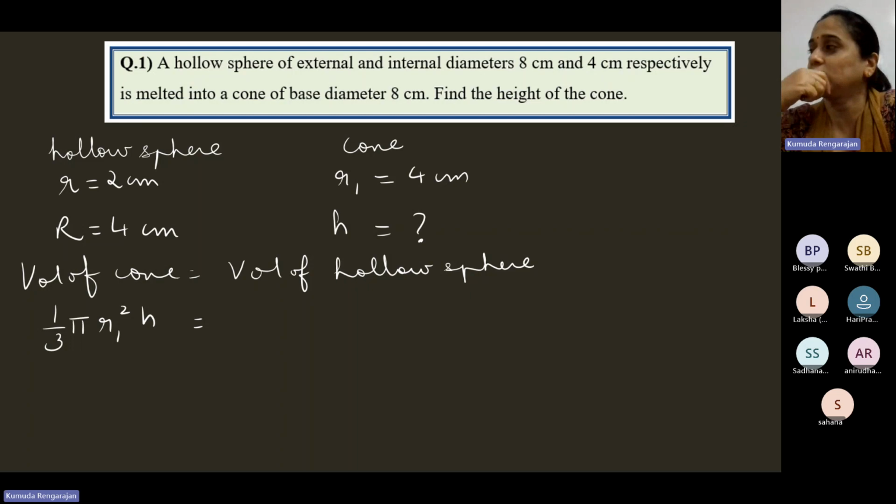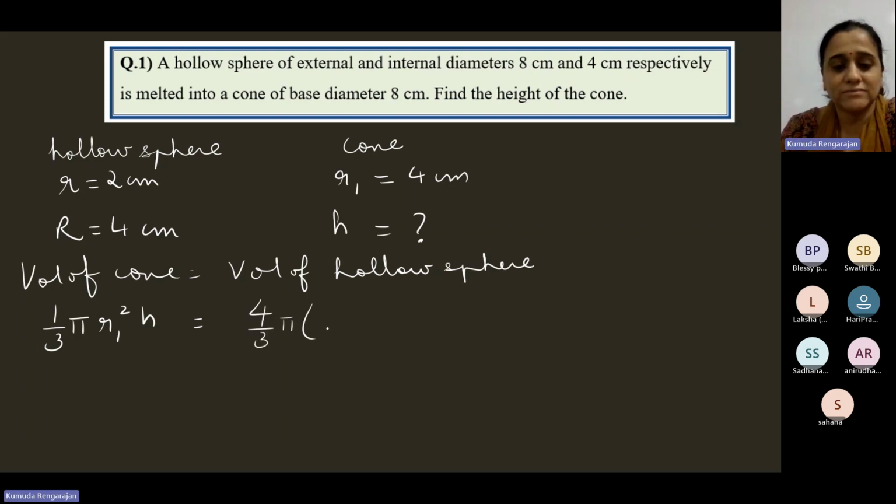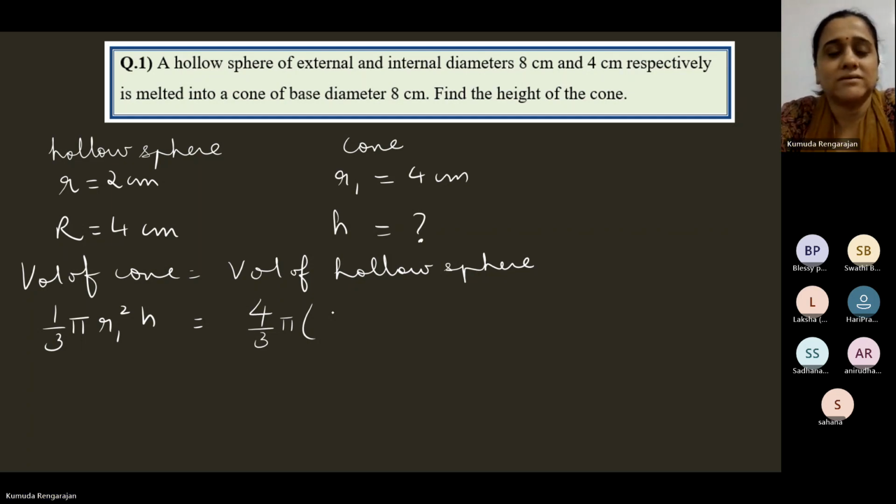Yeah, try again. Anirudhan, try again. Ma'am, 4/3 pi capital R cube minus 4/3 pi small r cube. Yeah, on taking common, what will you get? 4/3 pi. Yes, you are right, Anirudhan. 4 by 3 pi capital R cubed minus 4 by 3 pi small r cubed.